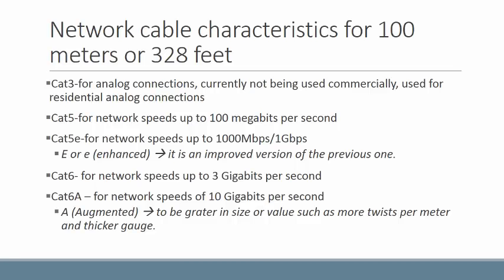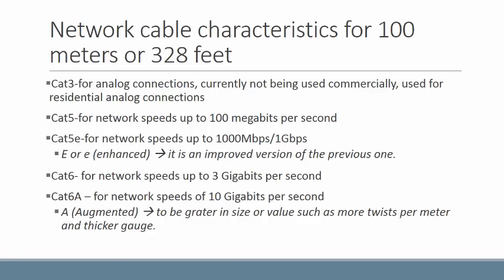Cat 5 cable is used for network speeds up to 100 megabits per second. Cat 5E is for network speeds up to 1000 megabits per second or 1 gigabit per second. These types of cables are normally installed in call centers, universities, and businesses.